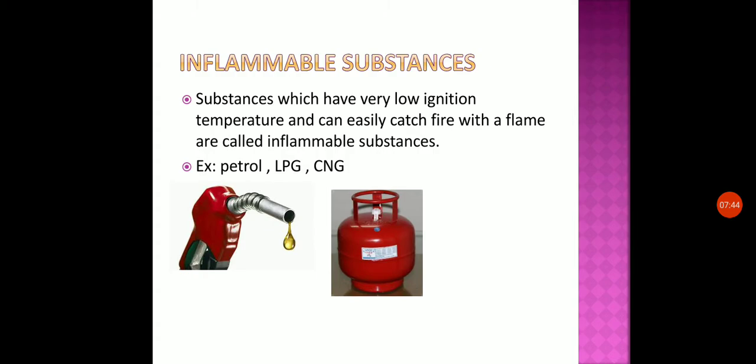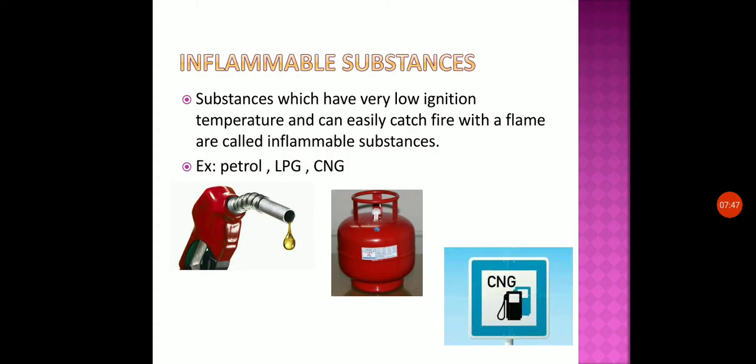And also we have CNG, that is compressed natural gas. And also we have alcohol. So these are some of the examples for the inflammable substances. Means they have very low ignition temperature and they can easily catch the fire. Such substances are inflammable substances.